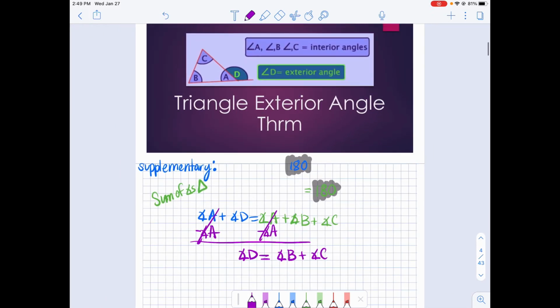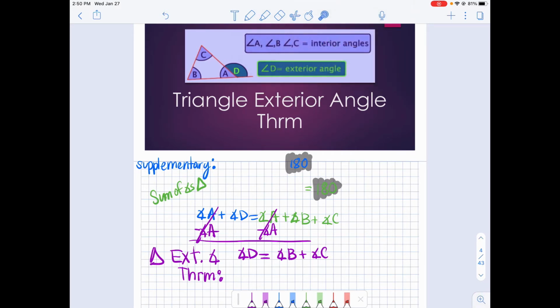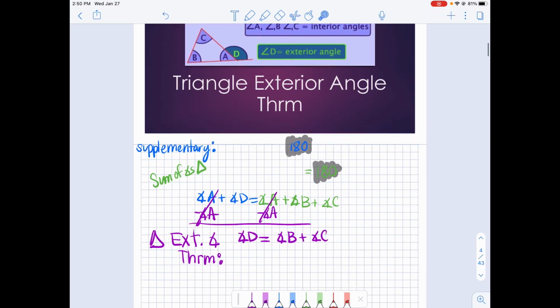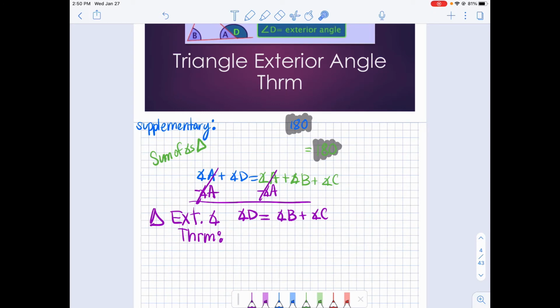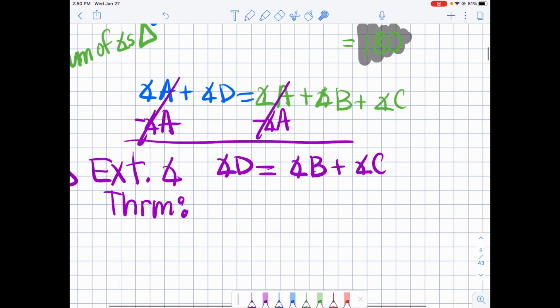Now, this new statement is called the triangle exterior angle theorem. It means that our two non-adjacent angles, remember angle B and angle C are not adjacent to angle D, the sum of these two angles is going to equal the exterior angle. That is what our triangle exterior angle theorem is. Basically saying angle B plus angle C is going to equal my exterior angle, angle D.